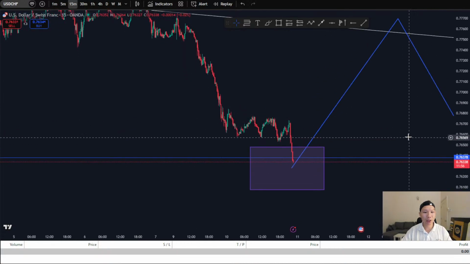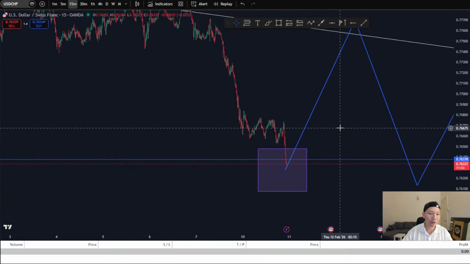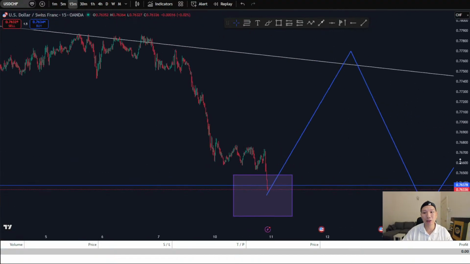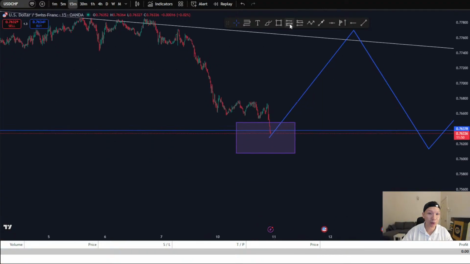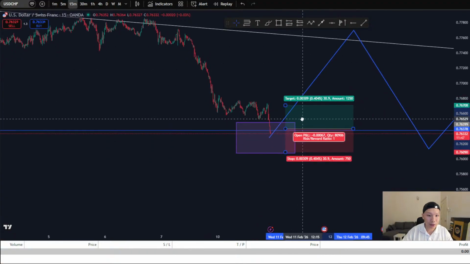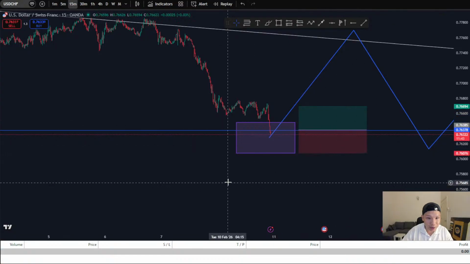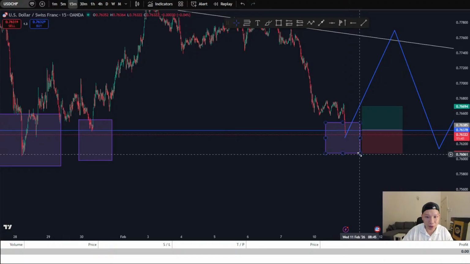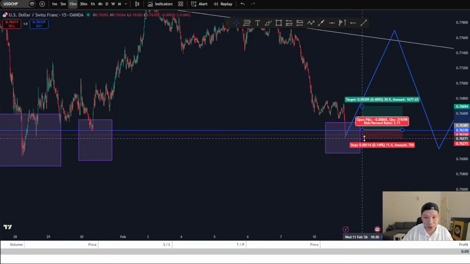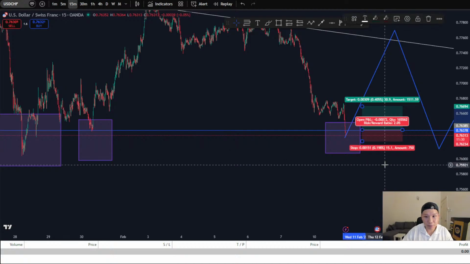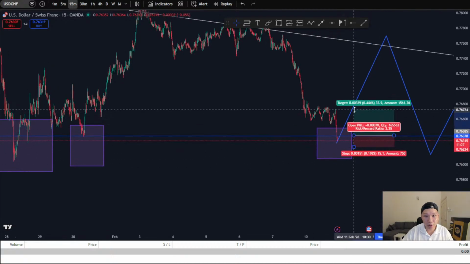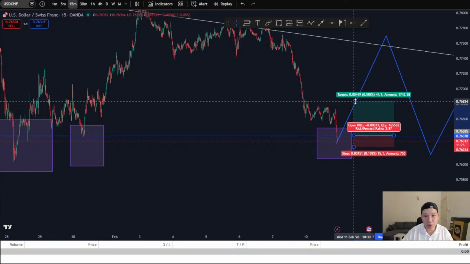So right here, there's a potential entry point at US dollar CHF. I do think that if you guys are interested in placing this trade, make sure that your lot size is in a very nice, sustainable lot size. Don't get too greedy. Yeah, somewhere around here. Okay, you can aim for 1 to 3 take profit.